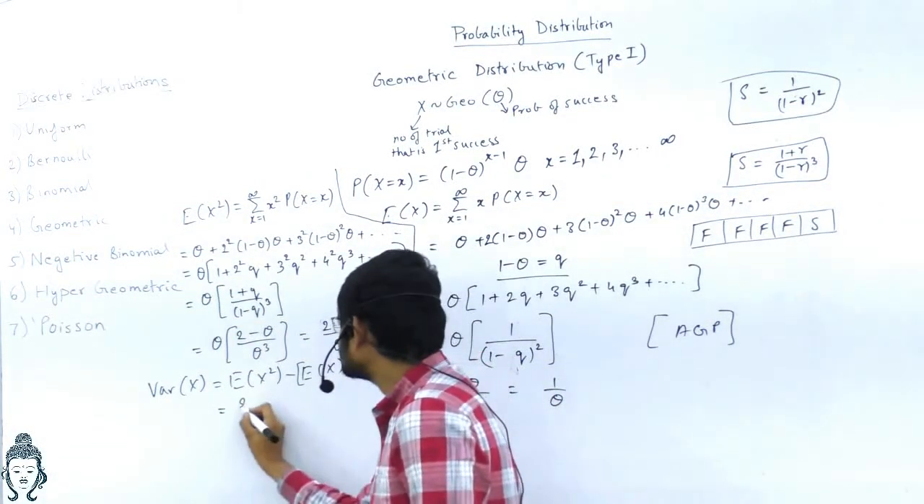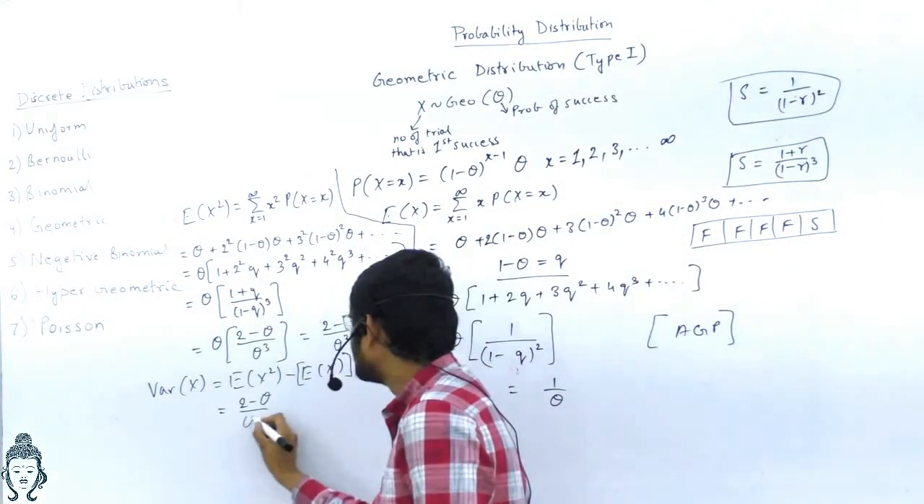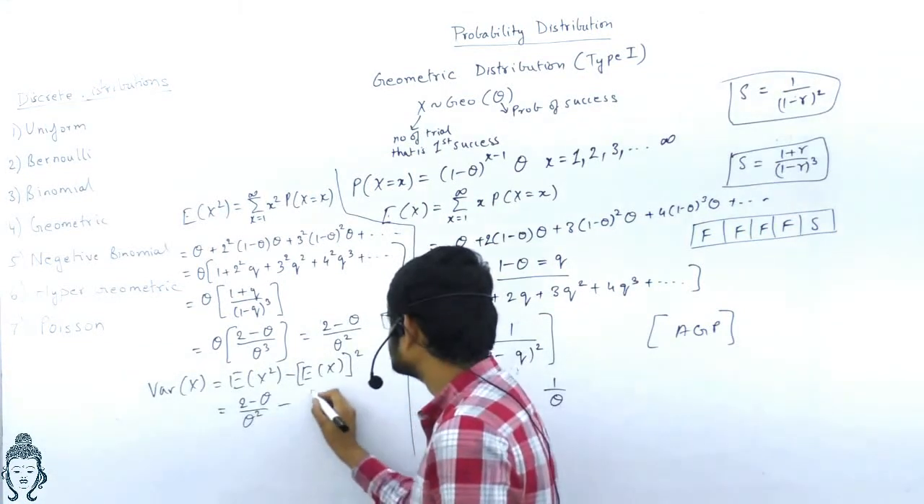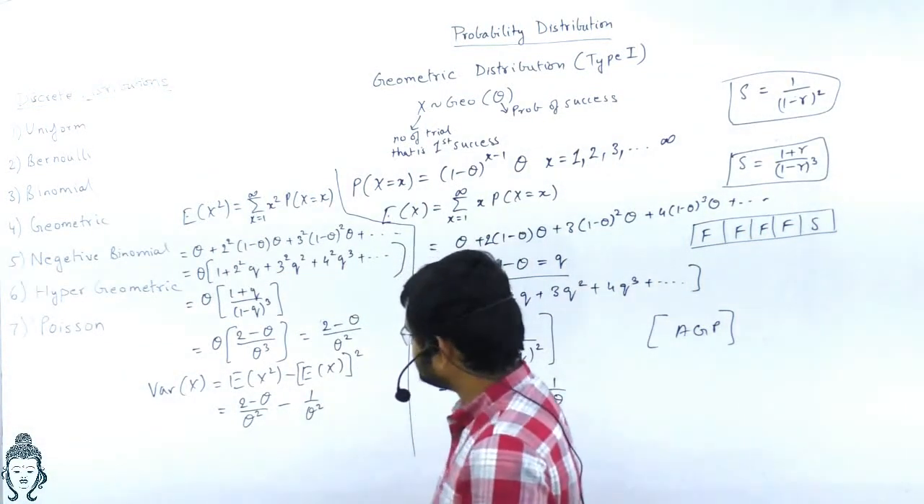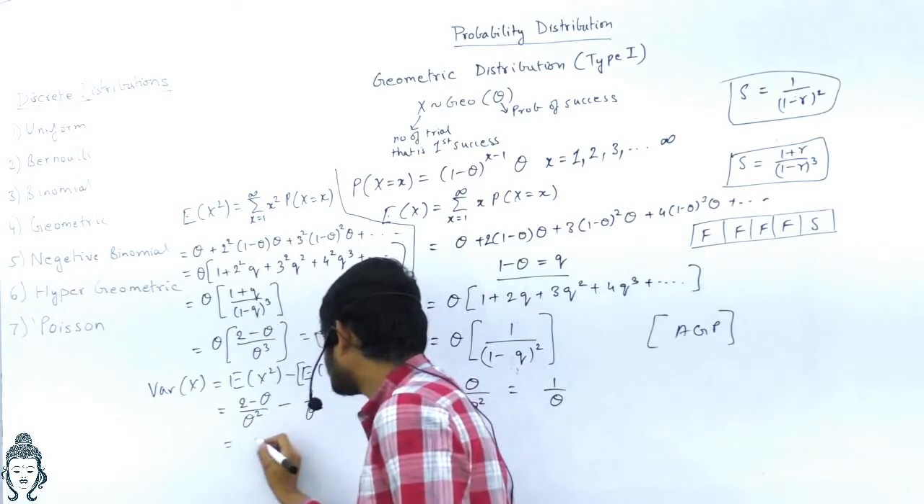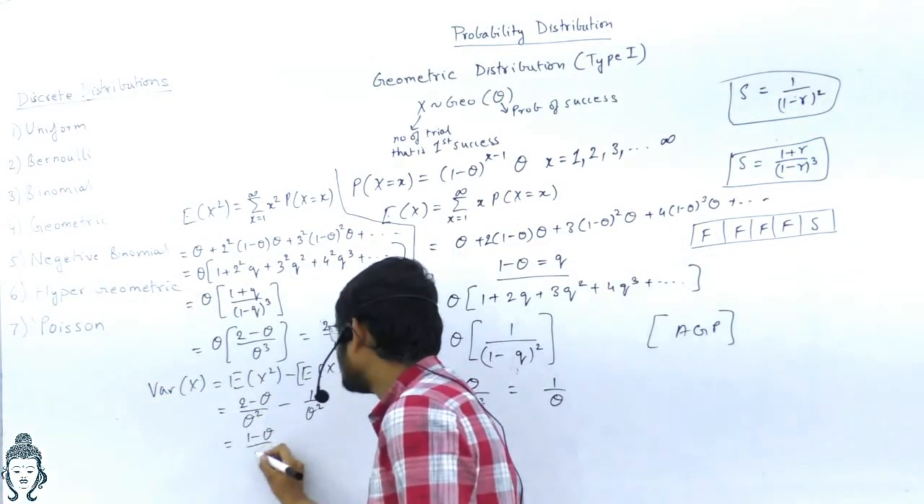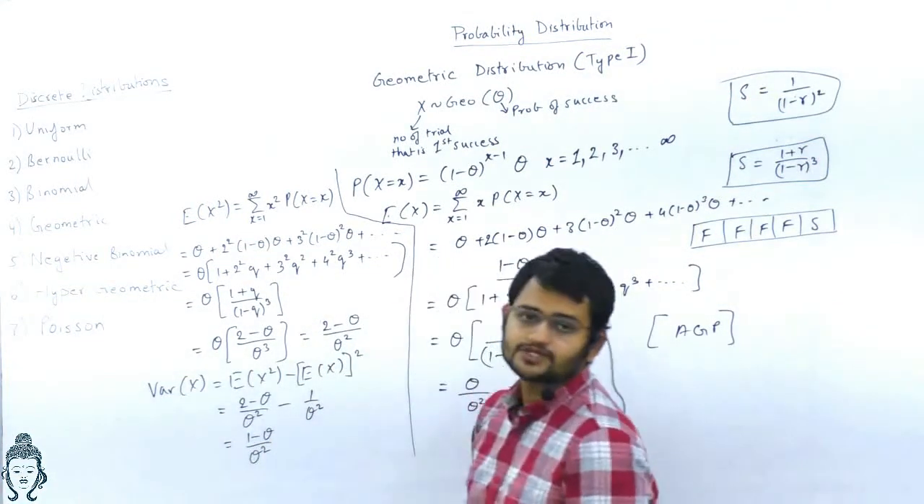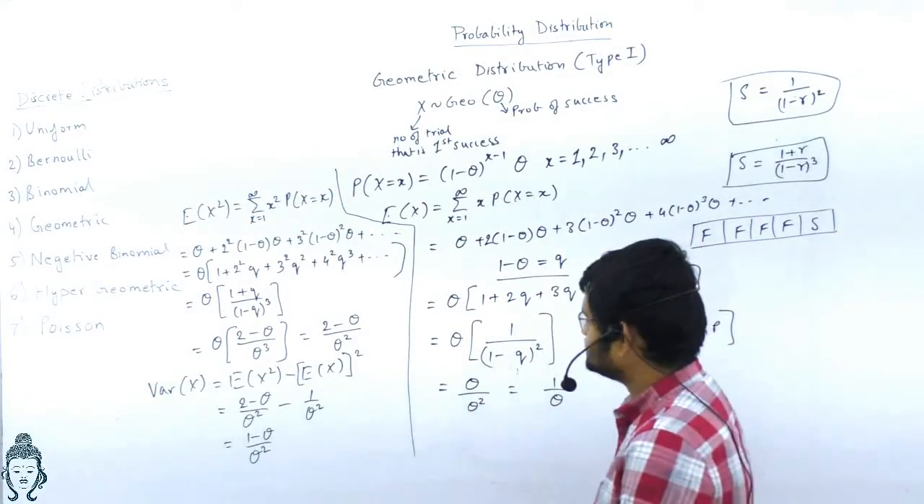That will give us (2 minus theta) upon theta square minus 1 by theta square. This is nothing but (1 minus theta) upon theta square. This becomes our variance.